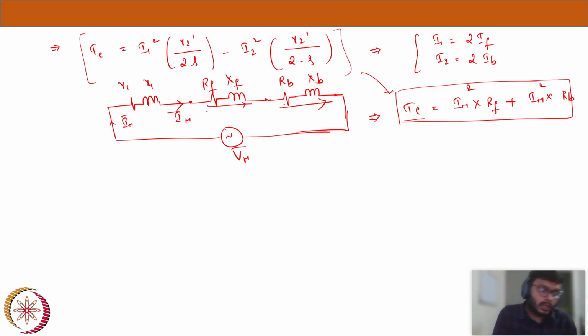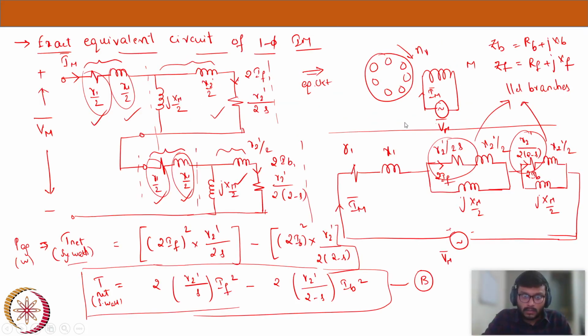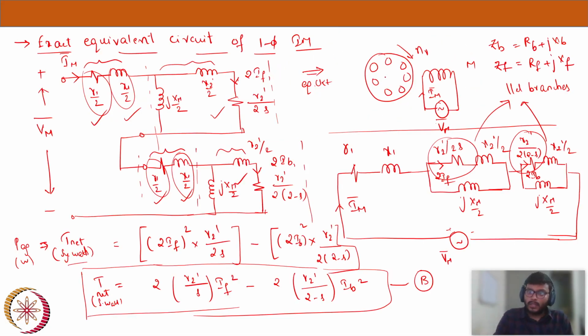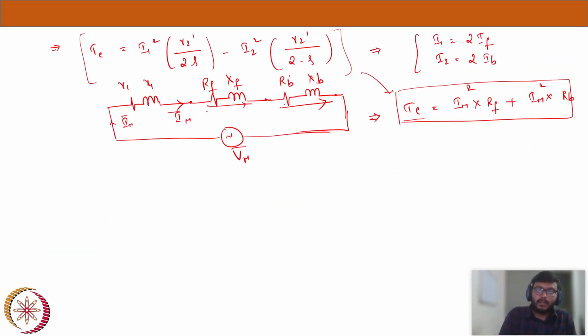Now see, the torque equation is I1 square R2 dash by 2s minus I2 square R2 dash by 2 into 2 minus s. Sorry, something is missing there. It is R2 dash by 2 into 2 minus s. I had forgotten that. It is R2 dash by 2 into 2 minus s.